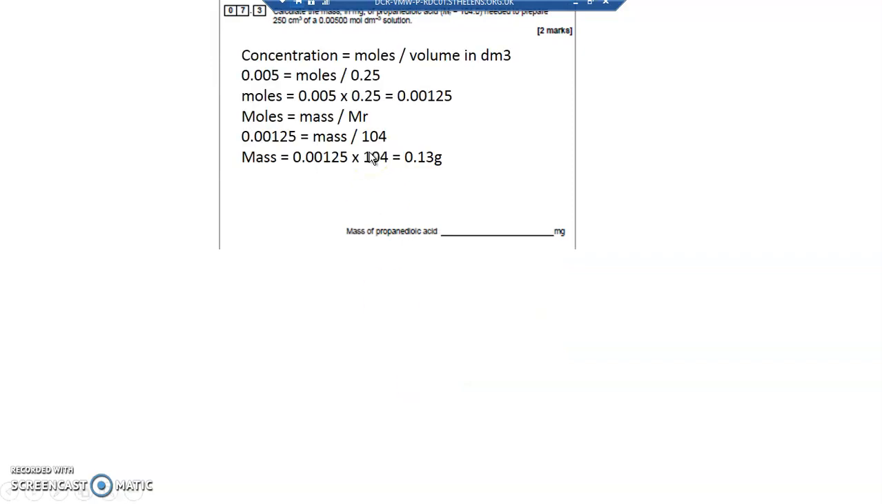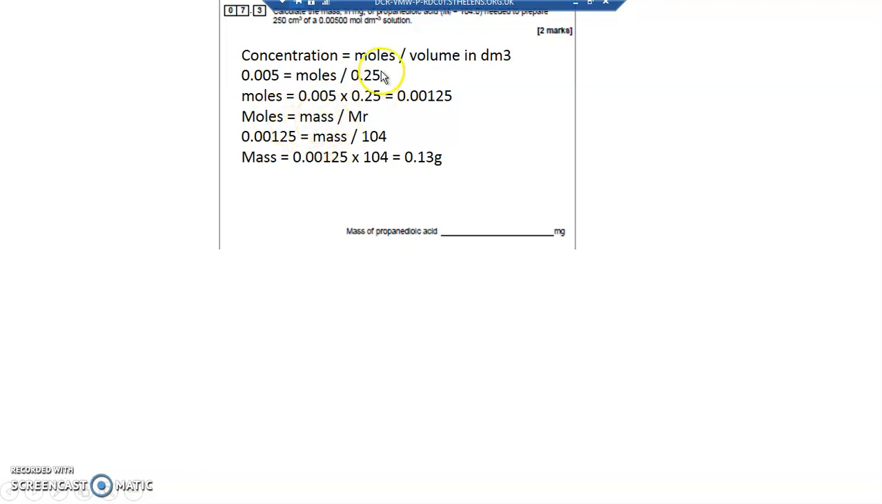Okay, in the next part of the question then, you've been given a concentration, 0.005, and you've got to work out the number of moles. So you've been given 250 centimeters cubed, which in decimeters cubed, if you divide by 1,000, is 0.25. You've got to work out the number of moles of propane dioic acid that you need to use. So it's 0.005 multiplied by 0.25, which is 0.00125. That's the number of moles.